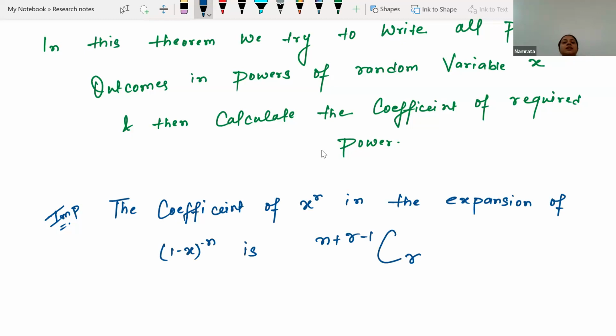So basically this came from the binomial expression. Whenever we will be expanding 1 minus x to the power minus n, we will be getting a lot of different terms, and just by observing those terms, we can say that the coefficient of x to the power r in the expansion of this one will be this one. Once we start the binomial theorem, I'll be taking the same concept again. For now, let's keep it as it is, as a rule.